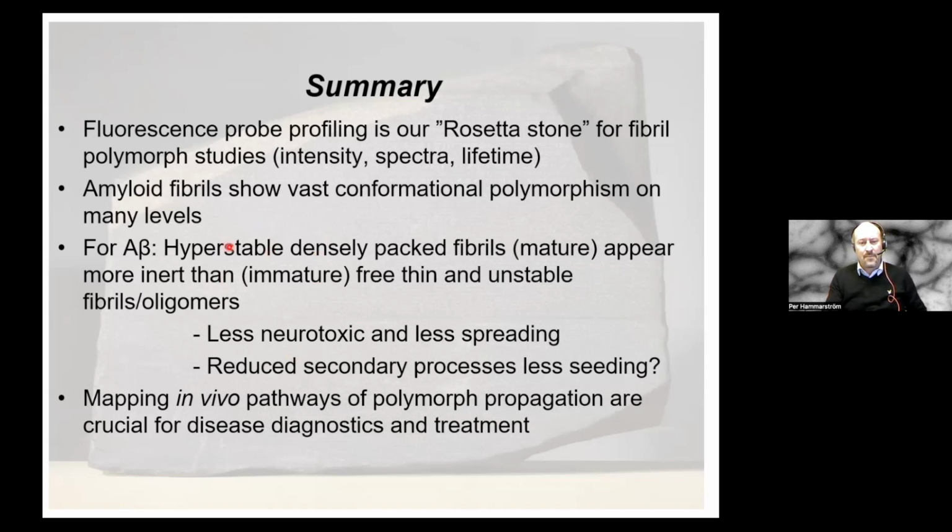And our hypothesis is that if you have a very stable, densely packed fibril, they will be less neurotoxic. I haven't talked too much about this now, but they also will have less effects of spreading because they will be more inert. And likely have less seeding capacity compared to early fibrils that will have more active surface area and maybe other structures. And that this in vivo concept of how the polymorphs propagate is very interesting and probably a key to get the correct diagnostics, especially when we use PET ligands that are dependent on the structure of your target, and also to be able to treat amyloid diseases, including Alzheimer's disease.